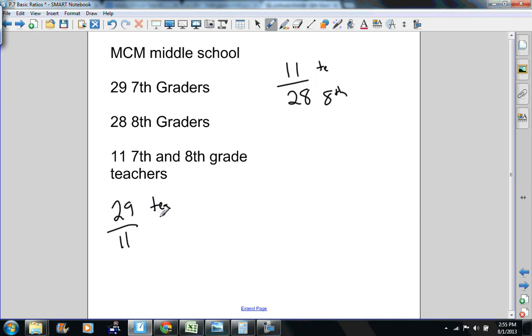And you're noticing here the order matters. Like what I just labeled incorrectly there. The order matters on these types of problems. Because if you're saying teachers to 7th graders, that would be backwards. This is 7th graders to teachers. And then if we wanted to do 8th graders to 7th graders, 28/29, 8th graders to 7th graders. And it's always important to label these ratios if you can, because if you don't label them, it's very hard to tell which is which. Okay?